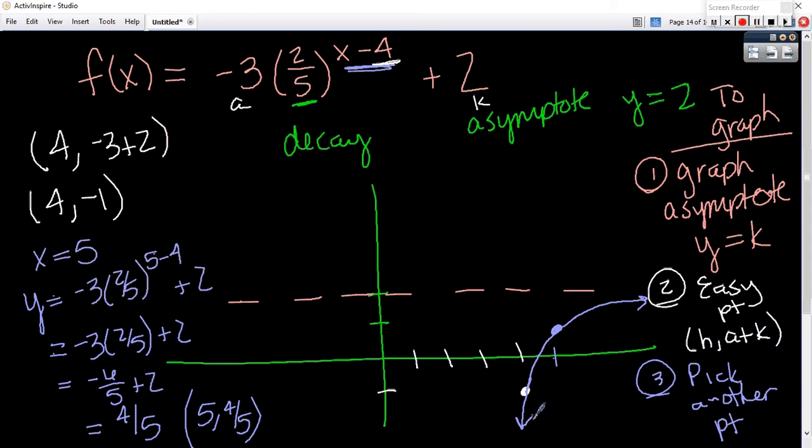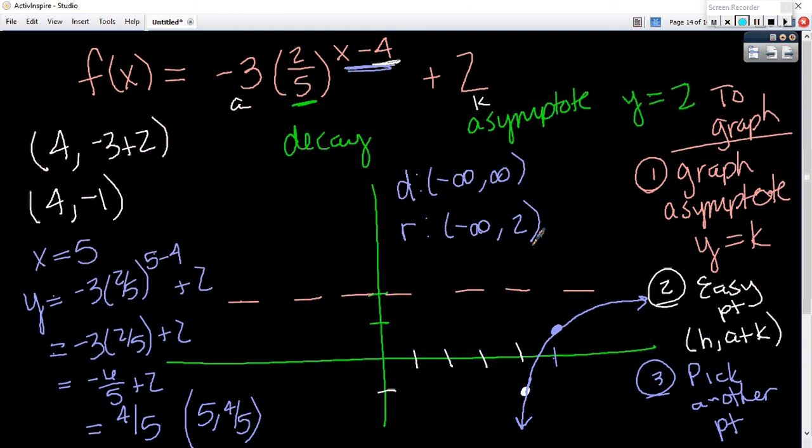What's the domain on this? How about the range? To two. That's right. But it's not included because it can get as close as possible, but it can't actually touch it.